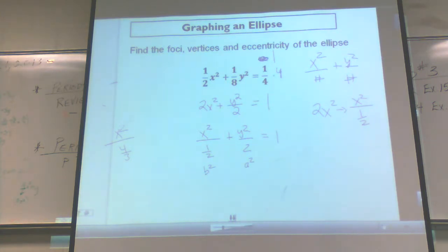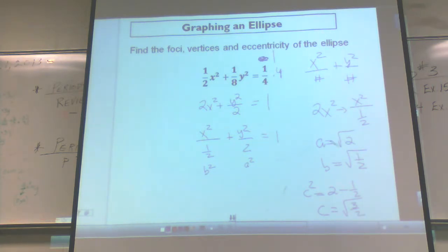Okay, so now, once you're there, you go through this problem like anything, right? A is the square root of the bigger number, which 2 is the bigger number, so A is the square root of 2. Smaller number is 1/2, so B is the square root of that. Right? C squared is A squared minus B squared. 2 minus 1/2 is 3/2, correct? So C squared is 3/2.